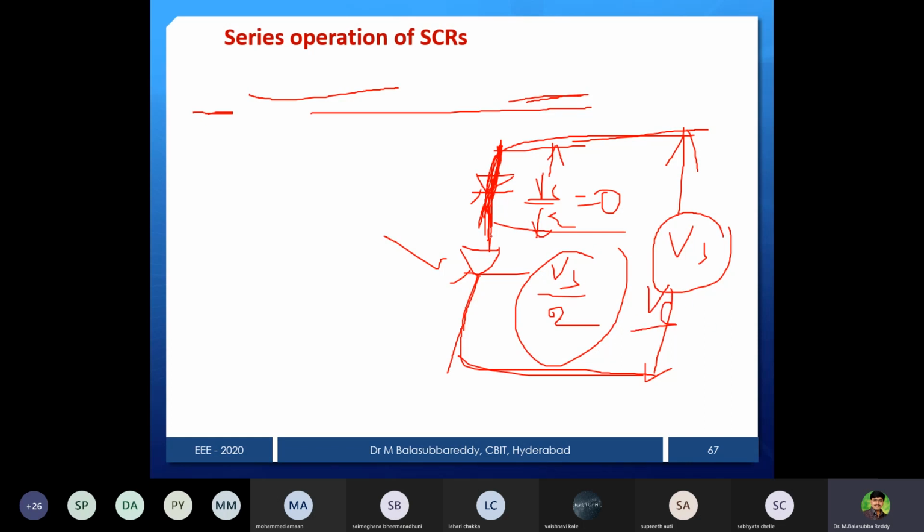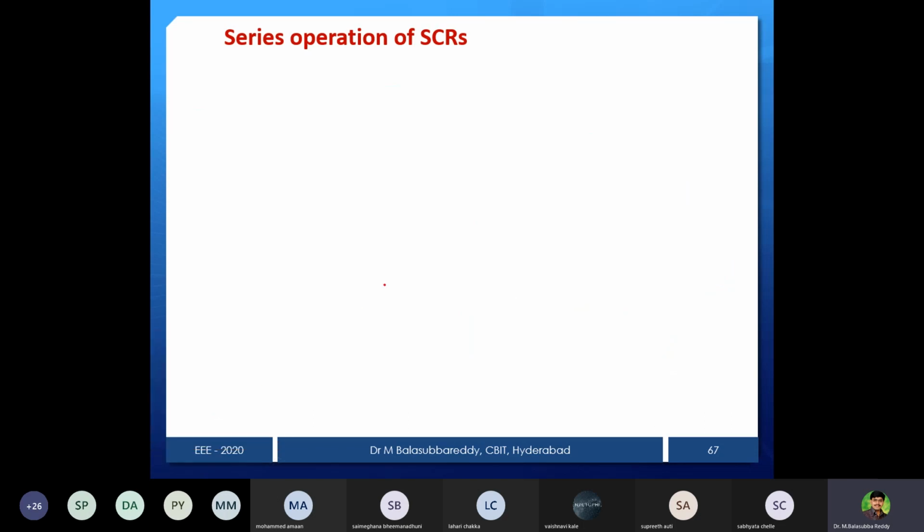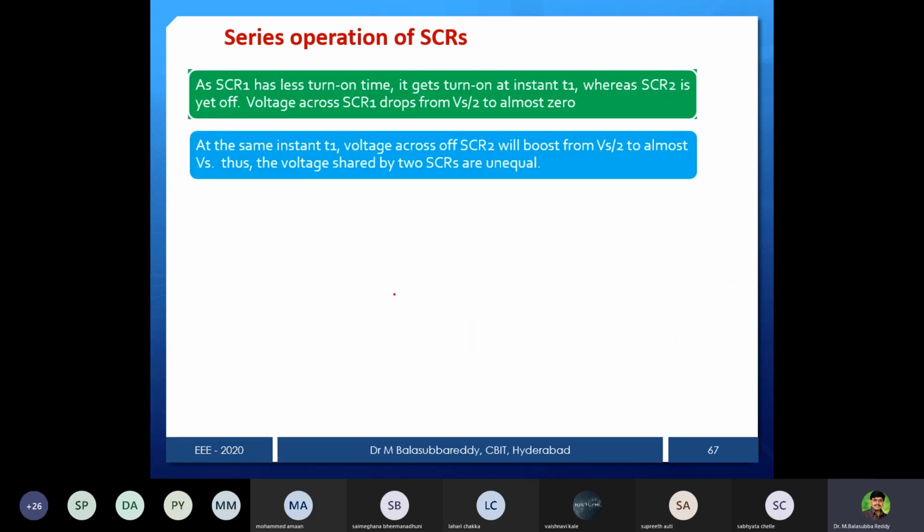Suppose this Vs is more than the breakover voltage, then SCR2 is also going to fire. That is what we need to take care of. Now we can see that at the same instant t1, voltage across SCR2 will boost. Instead of Vs by 2, it will become almost Vs, which means the total voltage appears across SCR2. The voltage shared by the 2 SCRs is unequal. Is the problem under dynamic condition clear?